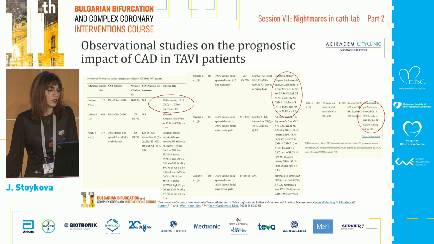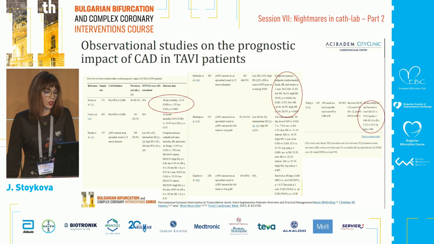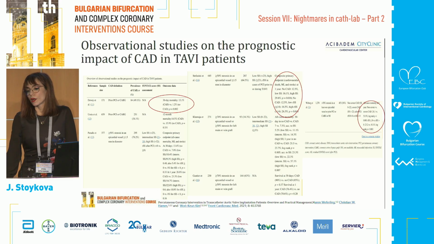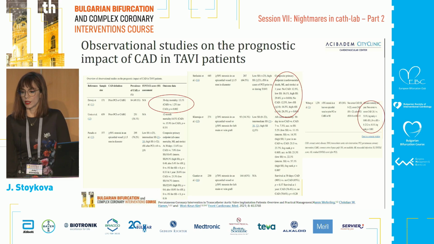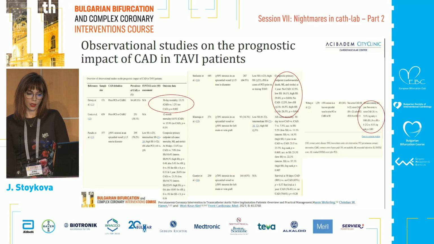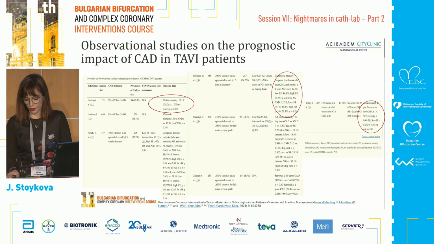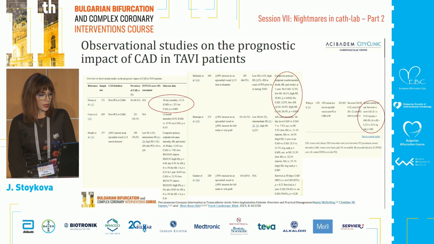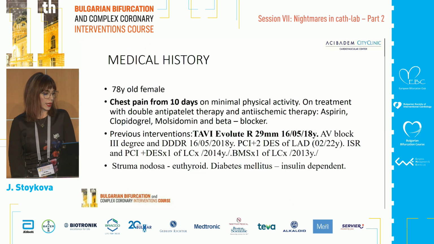There are several observational studies in TAVI patients with coronary artery disease, and in general, the majority of them say coronary artery disease is connected with a worse prognosis, and some even calculate the SYNTAX score, and as the SYNTAX score gets higher, the prognosis gets worse and worse.